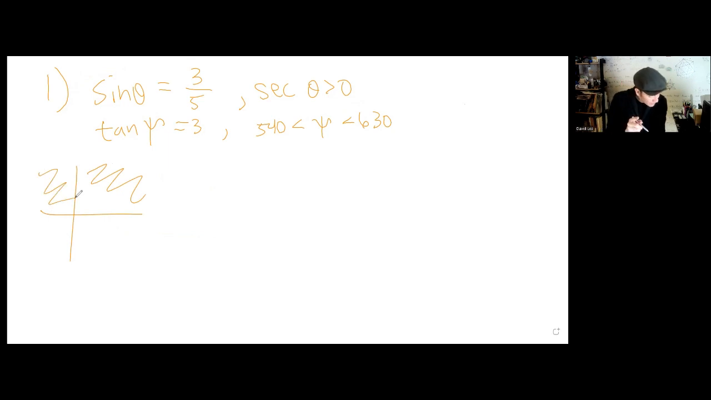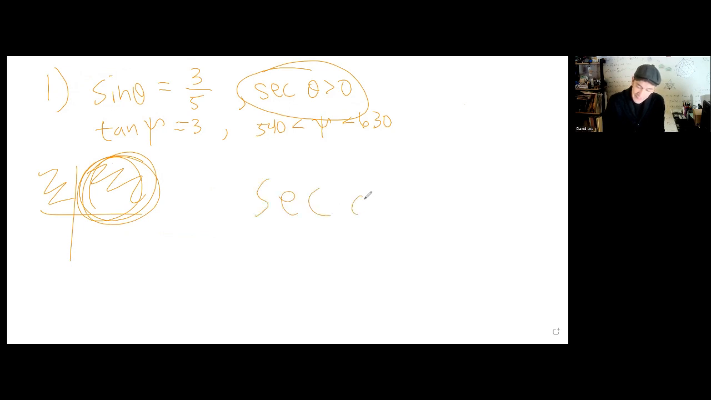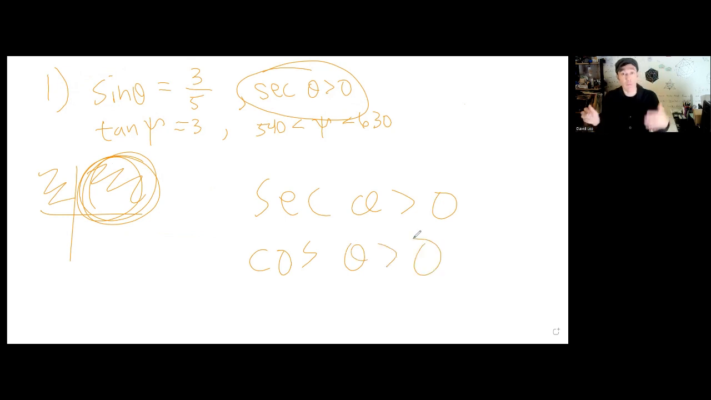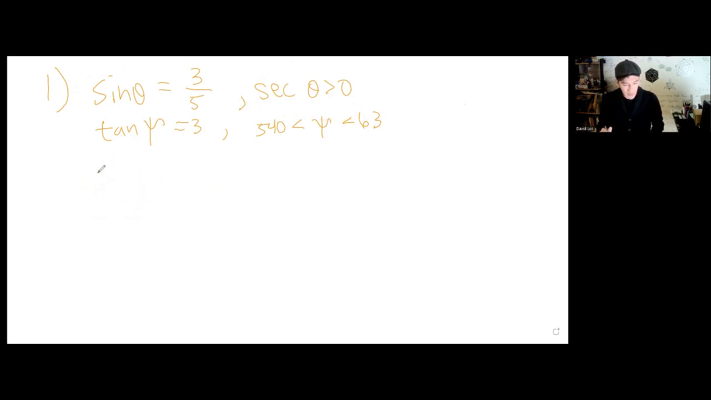Then they tell you that secant is positive. That narrows it down to quadrant 1. Because if secant is positive, then cosine is also positive because they're just reciprocals. Now, if cosine's positive, we're in quadrant 1. So go to quadrant 1, make a right triangle.